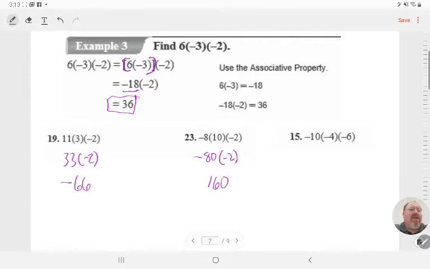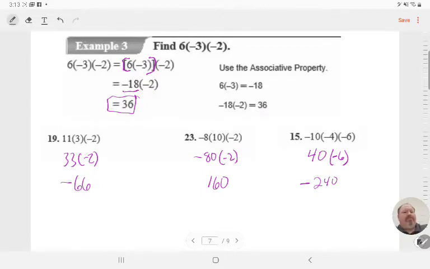And then on the third one, I have negative 10 times negative 4 times negative 6. Negative 10 times negative 4 is going to give me a positive 40, because two negatives will make a positive when I multiply. Times negative 6 is going to give me a negative 240. Okay?